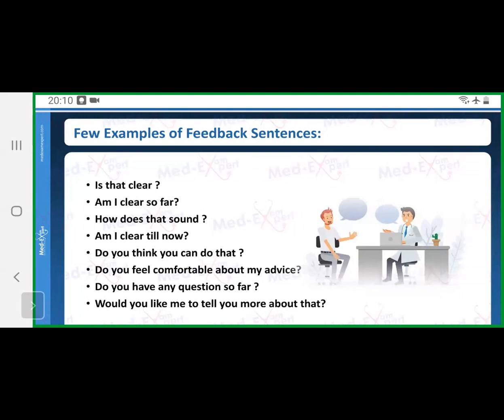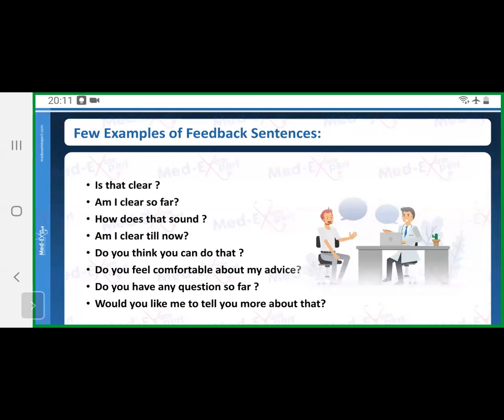So it is very important to say these sentences when you are doing OET speaking. You can say, I am clear till now. Do you think you can do that? For example, if there is a scenario in which the patient is a smoker and he is also suffering from ischemic heart disease, and you have counseled the patient regarding smoking cessation, after guiding him about it, you can ask him, do you think you can do that? Will you be able to quit smoking?